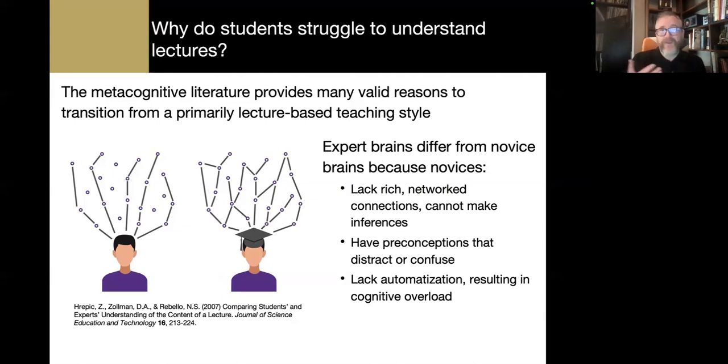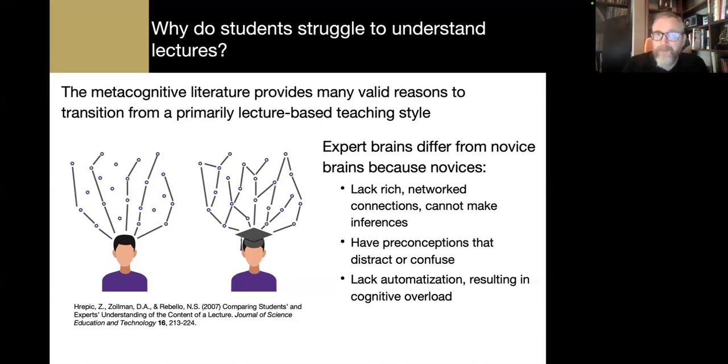And also within a specific area of knowledge, novice brains lack these rich networked connections and have a limited capacity to make inferences. This is technically synaptic plasticity. This point is illustrated in the cartoon that you can see here.